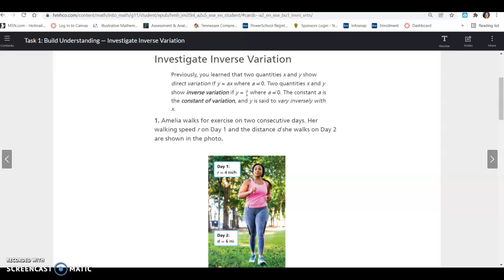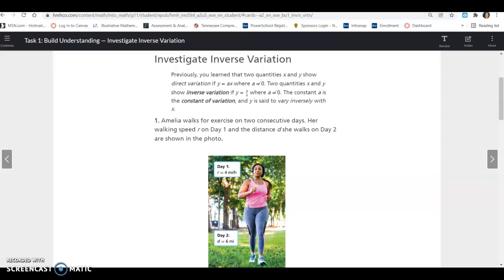Lesson 11.1, Task 1. Previously, you learned that two quantities x and y show direct variation if y equals ax, where a is not equal to 0. Two quantities x and y show inverse variation if y equals a over x, where a is not equal to 0. The constant a is the constant of variation, and y is said to vary inversely with x.